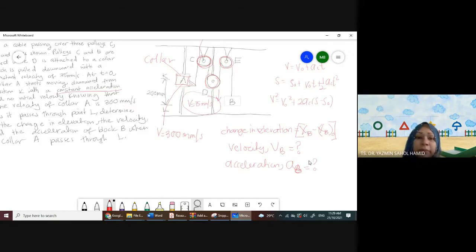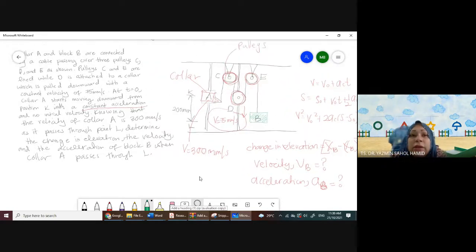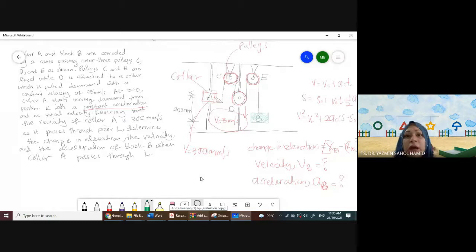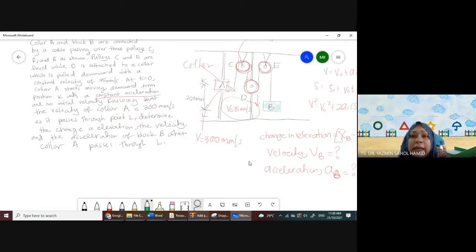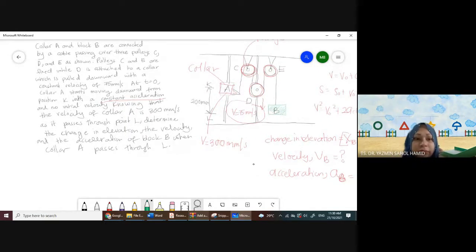So this is block B. Let me color block B in green. It wants all these values: xB, vB, and also aB. All right, so how are we going to do this? If you look at this question, we have to understand which particles here are causing motion. How do you know which particles are causing motion? It means it is moving, right? Now, is collar A having motion? Yes.